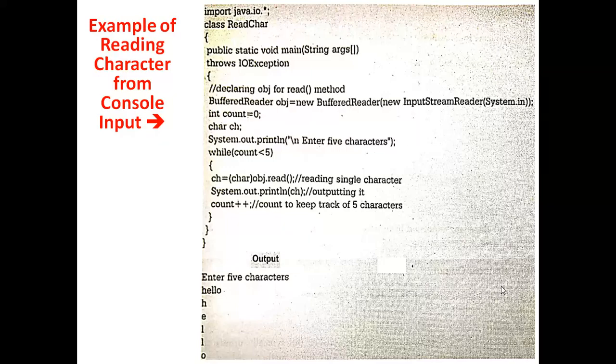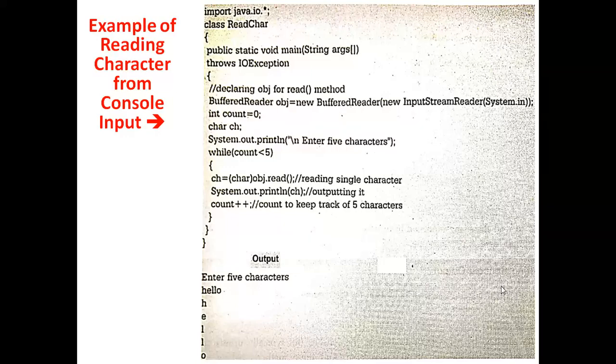Afterwards, I have created one object of BufferedReader. Therefore, I have used BufferedReader obj is equal to new BufferedReader, new InputStreamReader System.in. Afterwards, I have declared one variable count, which is of integer type and its value is 0. Another variable is declared of character type, ch.